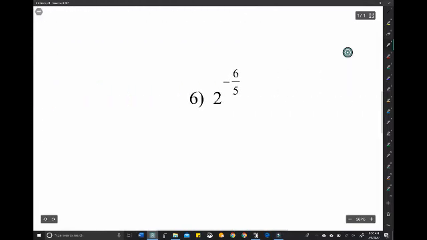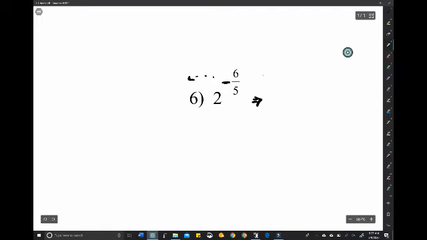5, let's see, 6. So now we have that negative involved. Okay, don't let that scare you. Again, that's just going to mean a fraction. So first, let's just keep the negative away for right now. It just means a fraction.